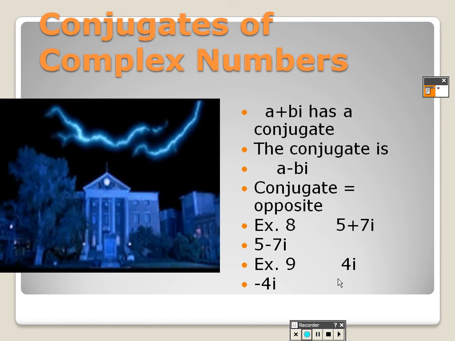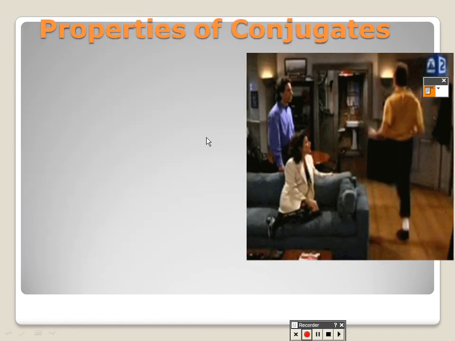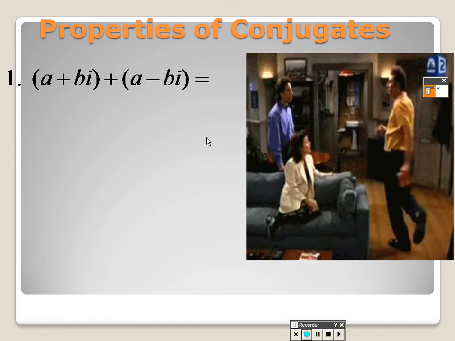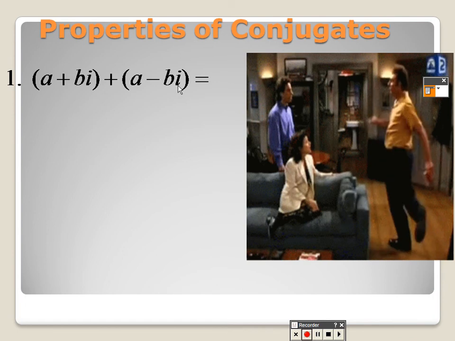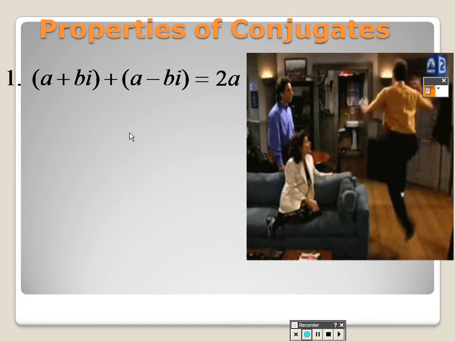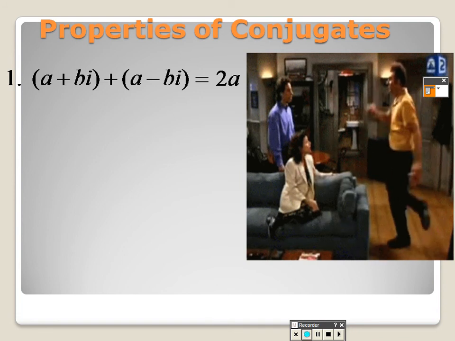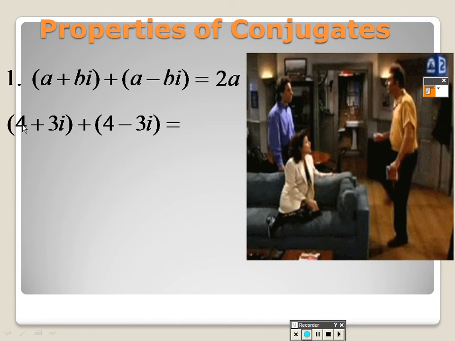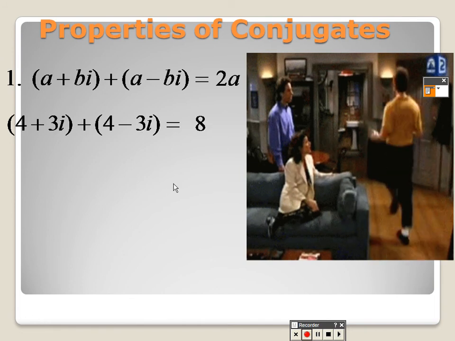It's the opposites. So, if you have the same thing, but one's addition and one's subtraction, the i's will cancel out. You're just going to be left with a 2a. If you didn't know the formula or the property, it doesn't matter. You can just look at it and see that. Just like this, 4 plus 4, that's 8. 3i minus 3i, that's gone.